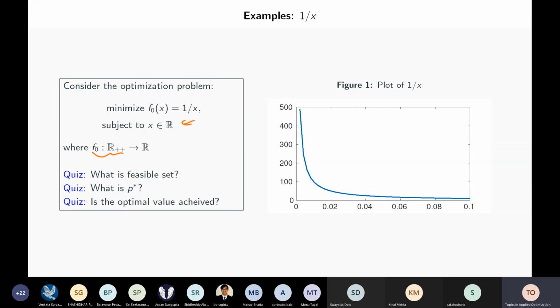And what is p star? What could be the optimal value of this? Can you tell what the optimal value is? 0. Okay. So p star is 0. Now the next question is, is the optimal value achieved? What do you think?